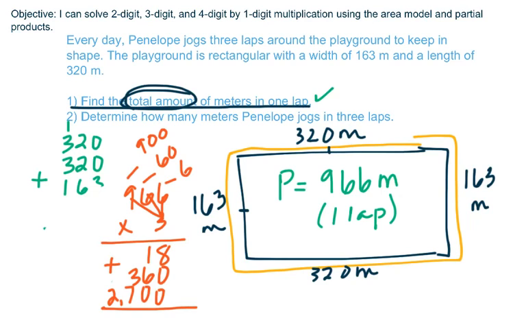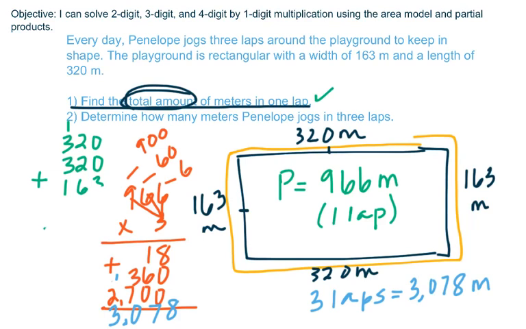All right, final step here, I've got to add. So 8 plus 0 is 8. 1 plus 6 plus 0 is 7. That's 10. Carry the 1. And that's 3. So I'm showing that for 1 lap it was 966 meters, but for 3 laps, Penelope would run 3,078 meters.